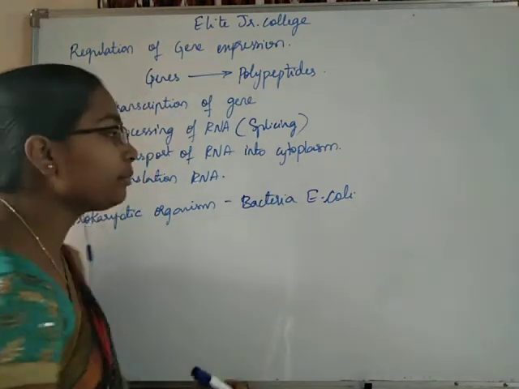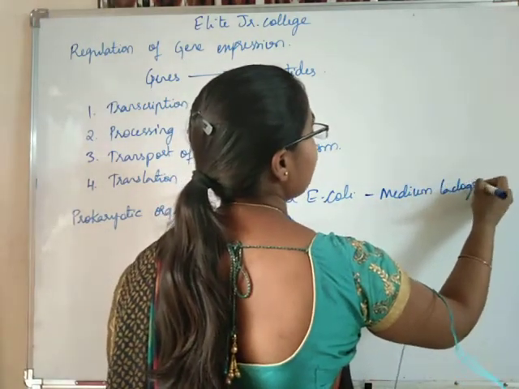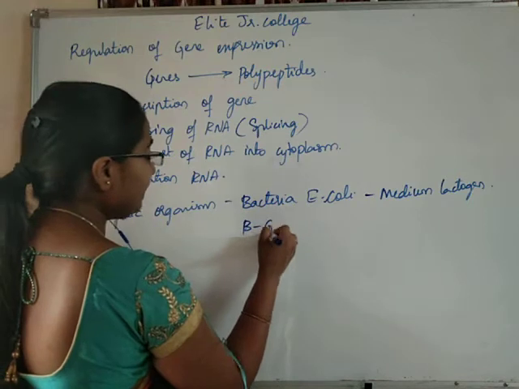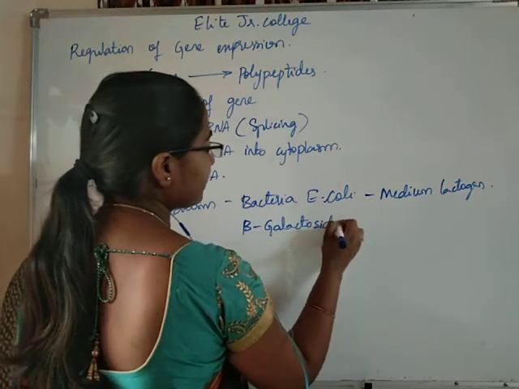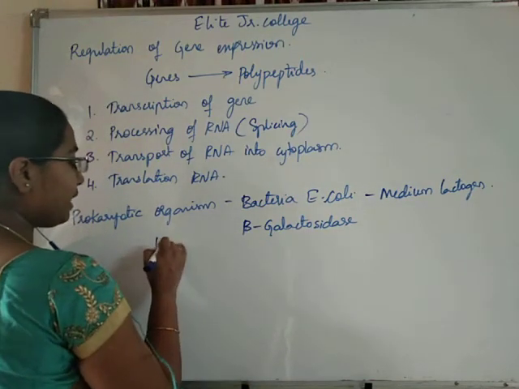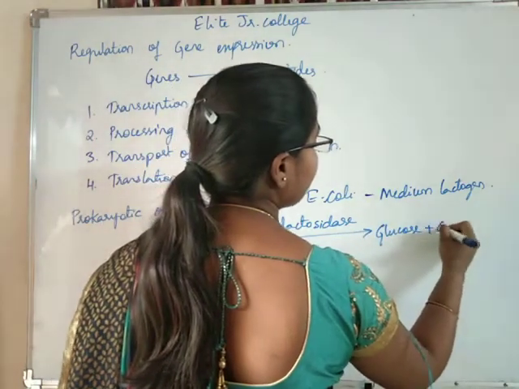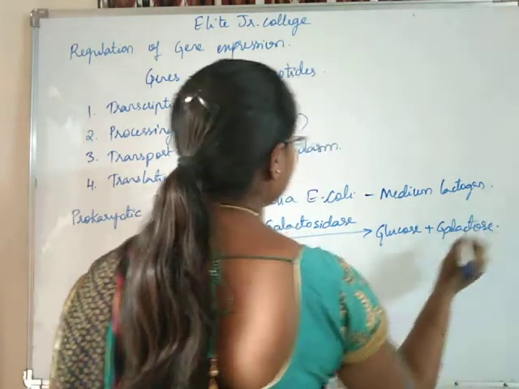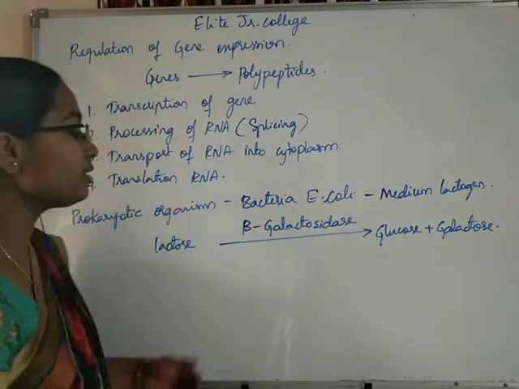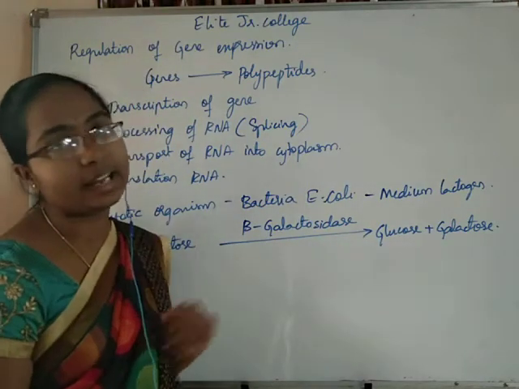Generally when E. coli is growing in a medium containing lactose, then an enzyme called beta galactosidase is produced. This beta galactosidase catalyzes the conversion of lactose into glucose and galactose. Lactose is a disaccharide, students. This lactose is converted to glucose and galactose in the presence of beta galactosidase, okay.